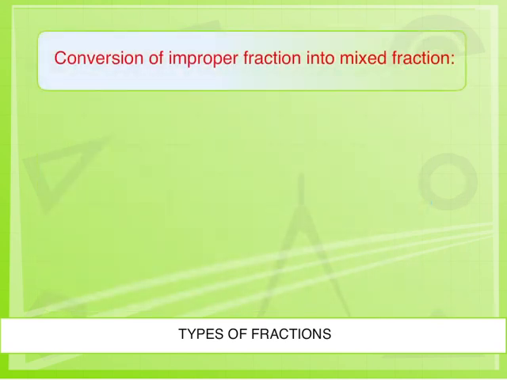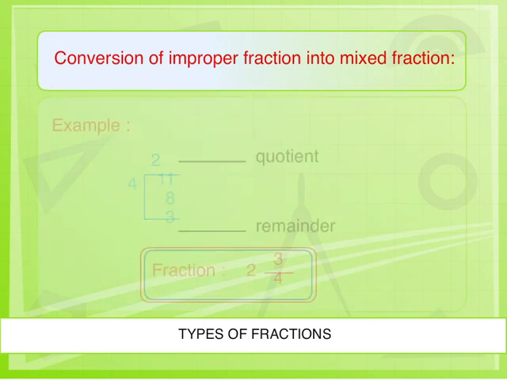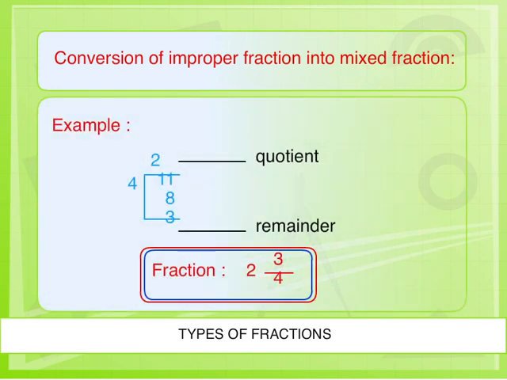To convert an improper fraction into a mixed fraction, just divide the numerator by the denominator. For example, to convert 11/4 to a mixed fraction, divide 11 by 4. We get quotient 2 and remainder 3. Write down the 2 and then write down the remainder 3 above the denominator 4. We will get a mixed fraction.